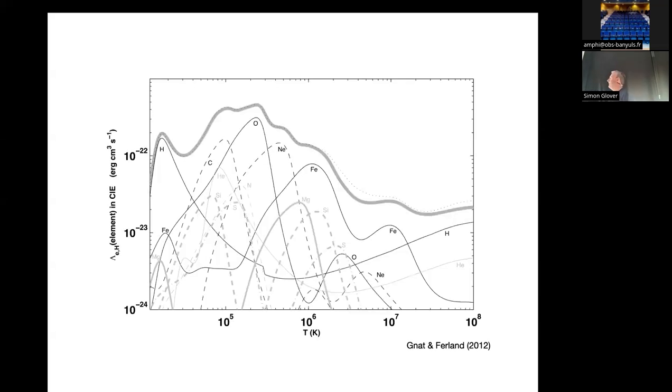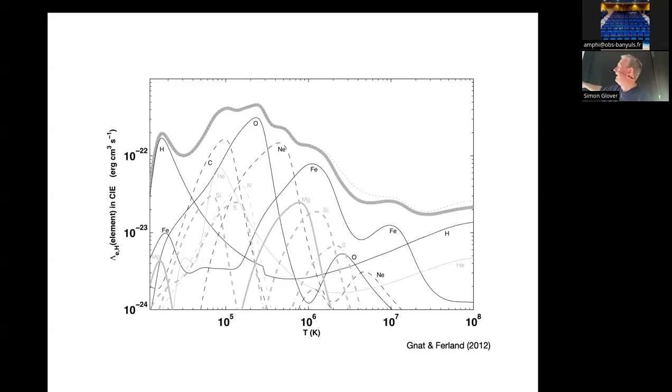If you do that, you get this gray curve here. This is from some calculations by Nathan Ferland. So the gray curve is the total CIE cooling rate coefficient. You multiply this by the square of the density to actually get the cooling rate per unit volume. And then what they also show in this plot is how this breaks down into the contributions of individual elements.